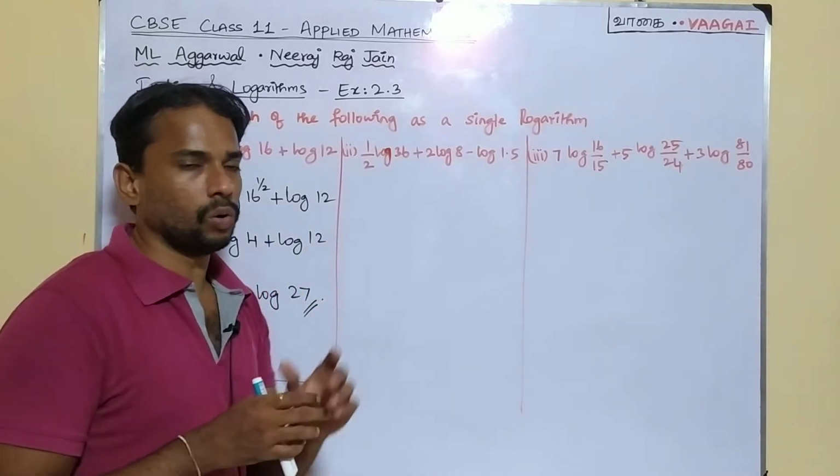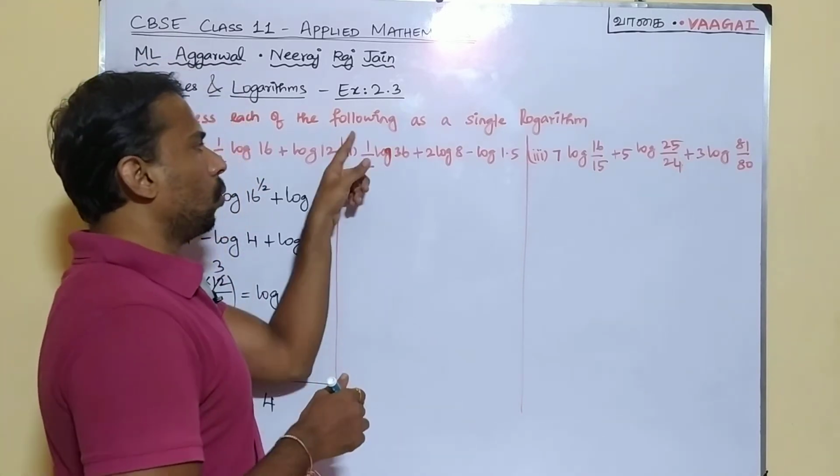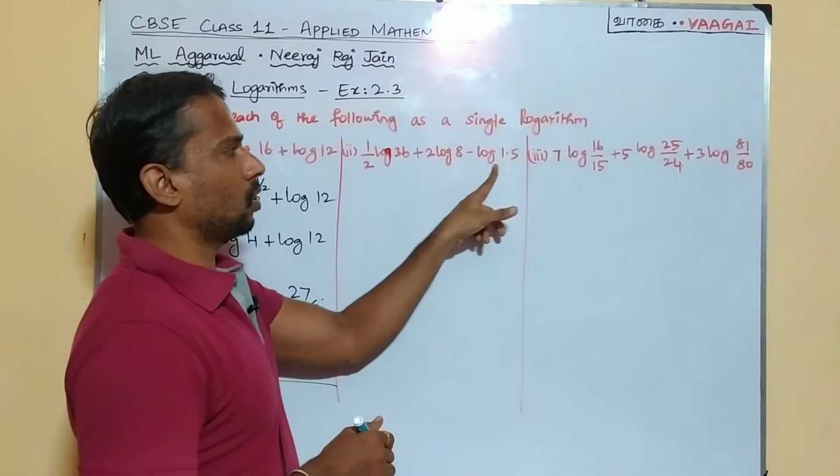We'll now move on to the second subdivision here. The second subdivision is 1 by 2 log 36 plus 2 log 8 minus log 1.5.